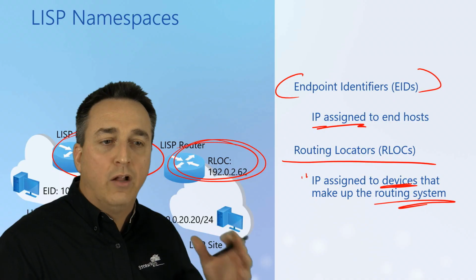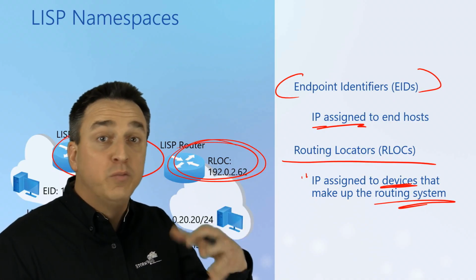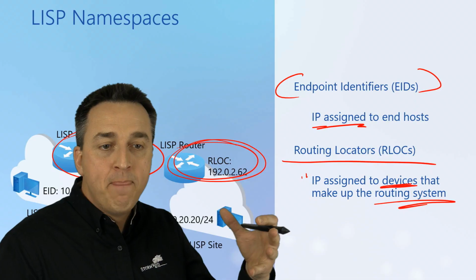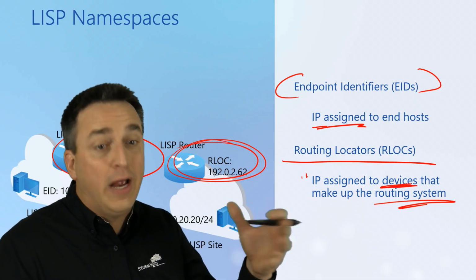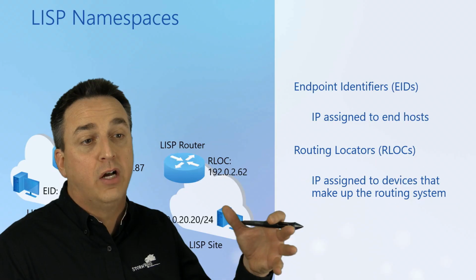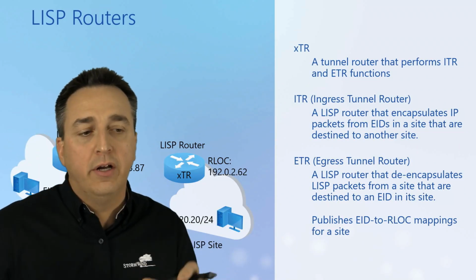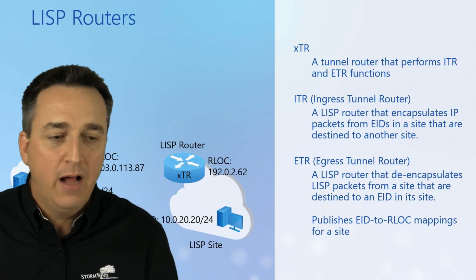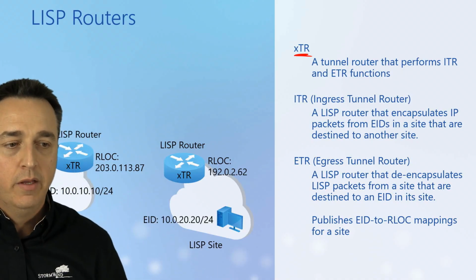This improves scalability for routing systems, as we've seen. It improves multi-homing efficiency. It makes it a lot easier to do your TrustSec and your traffic engineering and all of that stuff when it's all said and done. Now you need to understand these terms for the exam as well. First of all, what an XTR is.